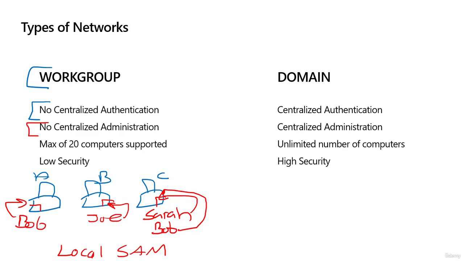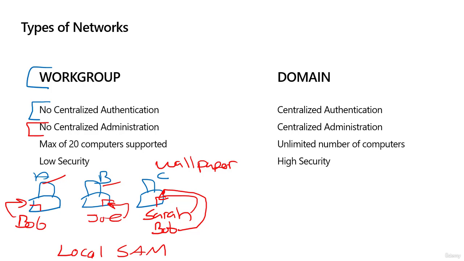There's also no centralized administration, meaning if I want to manage any setting on any of these computers, you have to do it locally on that computer. For example, let's say I have a family picture and I want that family picture to be the wallpaper on all 3 of these computers. Well, you would have to go to computer C and change the wallpaper. Then you would have to go to computer B and make that change, and then to computer A. There's not one place you could go and say, set this wallpaper across all 3 computers right now. In a workgroup, you can't do that. Any type of administration has to be done on individual computers.